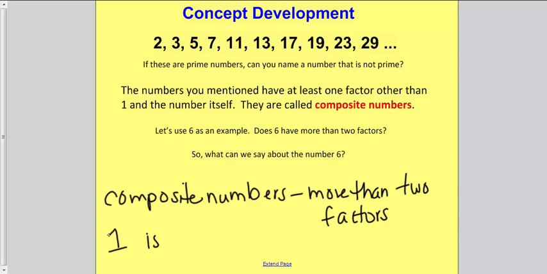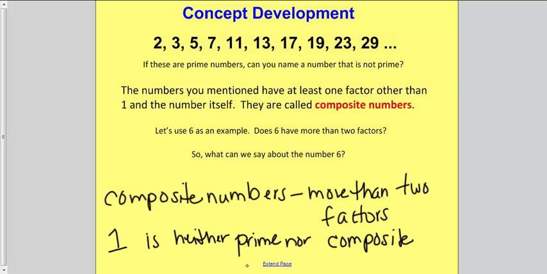1 is neither prime nor composite. I want you to think about that for a minute. In order to be prime, a number has to have exactly 2 factors. And in order to be composite, it has to have more than 2. Well, what number equal 1?